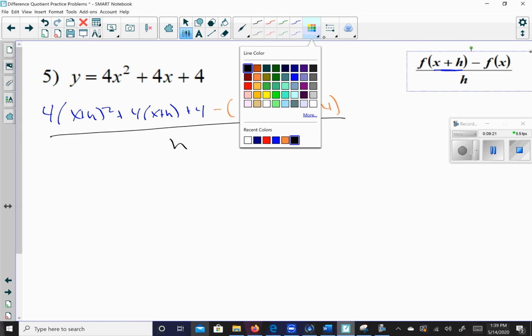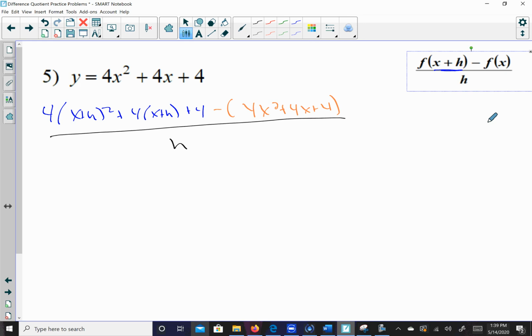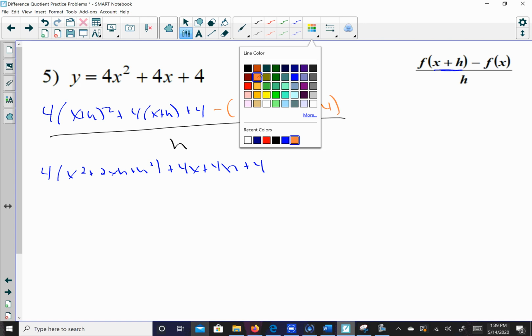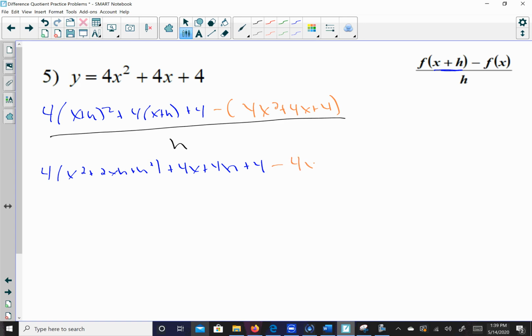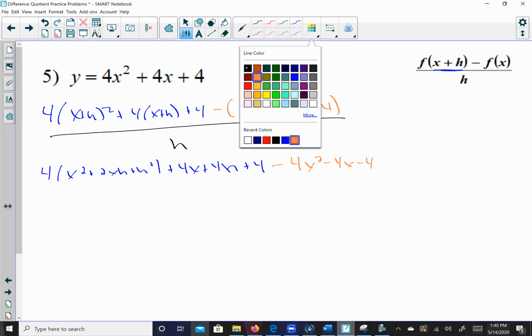Okay, now I'm going to FOIL the x plus h squared. And when I do that, I'll leave the 4 outside. This will be x squared plus 2xh plus h squared. I'm going to go ahead and distribute my 4, so plus 4x plus 4h plus 4. Distributing my negative sign, so this will be minus 4x squared minus 4x minus 4, and this is all over h.